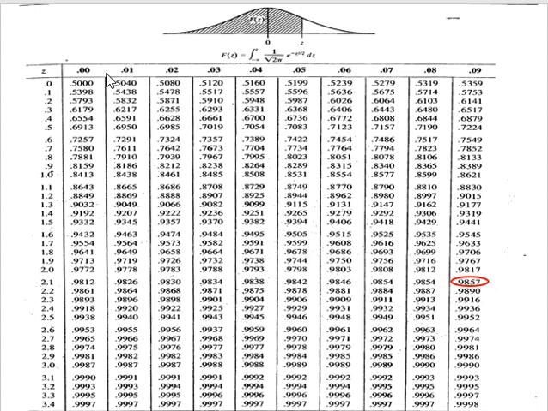What was the third digit? 9. So I will look for the 9 in the top row. So the last column, right? So for 1.69, what is the cumulative frequency or probability? 0.95 something. Okay, I found it.